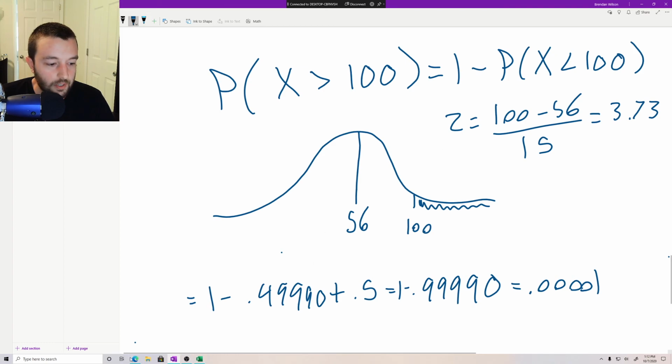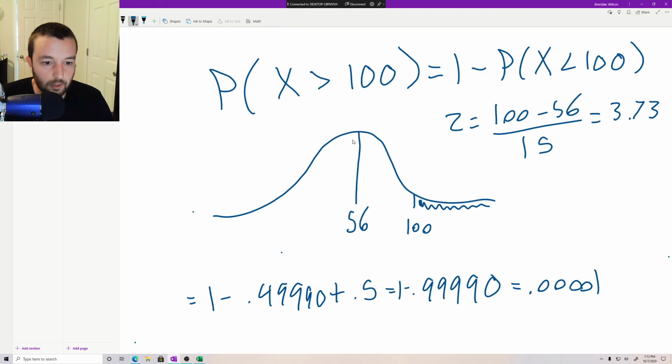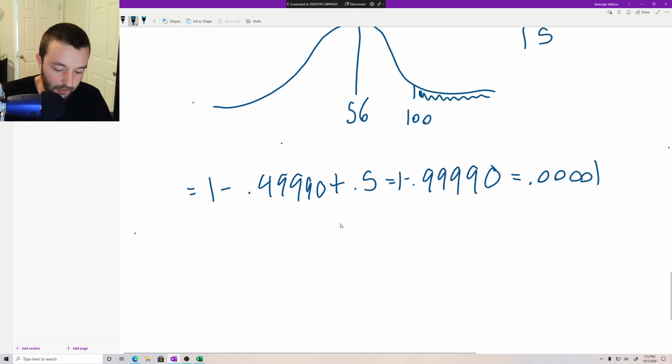So, to use this table to recap, this gives us the area from the middle to the number. And then we have to add the other side onto it, which is always 0.5. Okay. And that gives us this region, but we want the opposite of that, so we did 1 minus that. Okay. Let's do another one with these same numbers that's not so extreme.